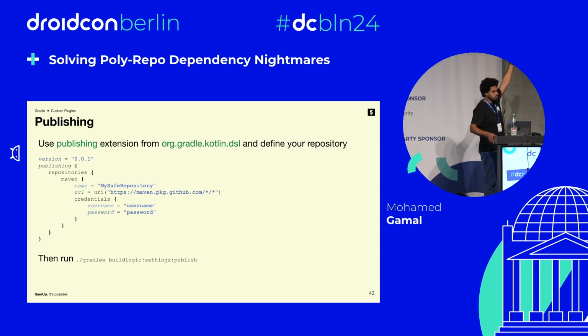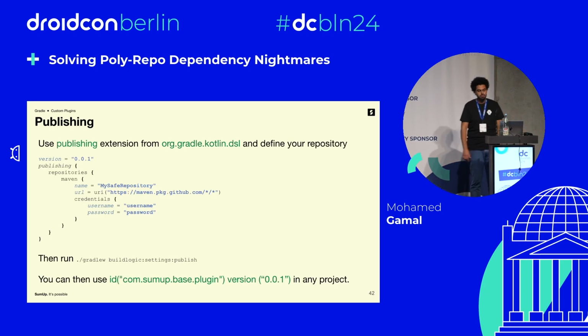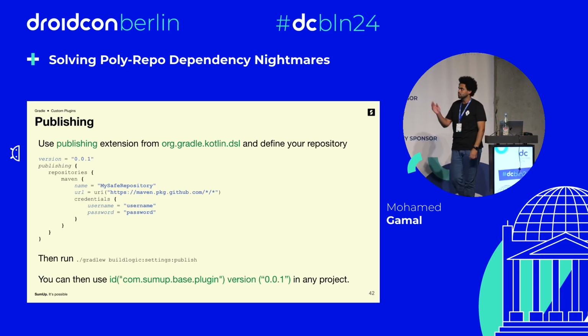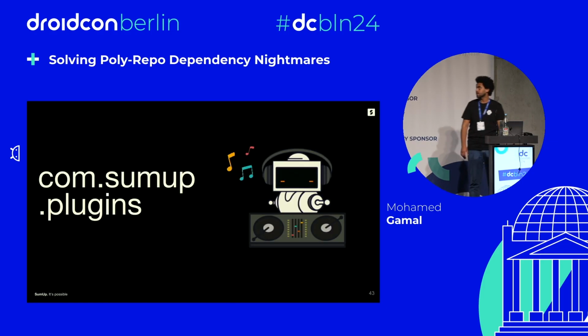Most important, don't forget to put a version for that. And once you run Gradle W, build logic, settings, publish, it will publish it. And then you can use SumUp base plugin 001 in any project. You just don't forget to add access to the repo to download it as a Gradle, as a Maven repo.